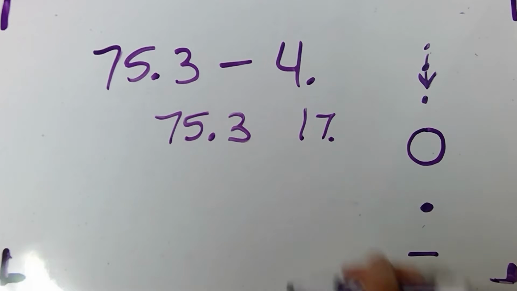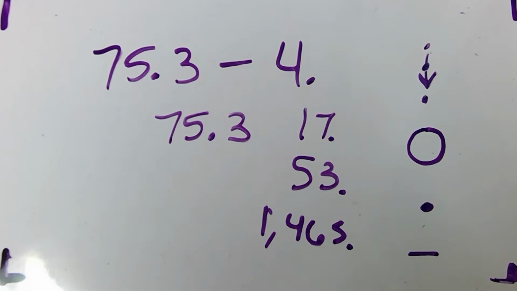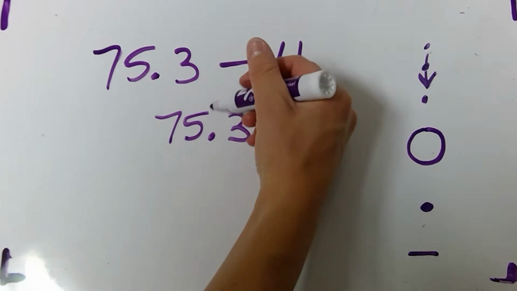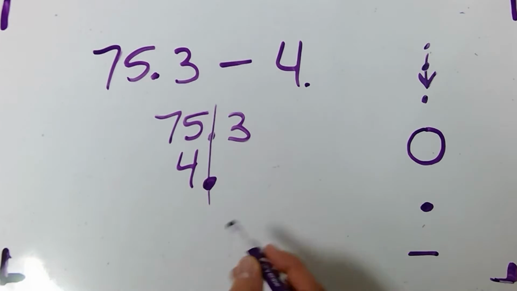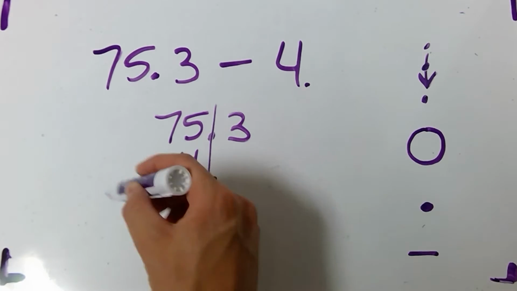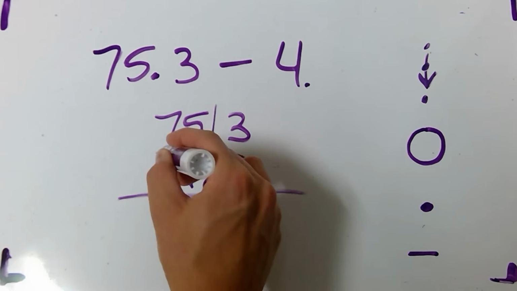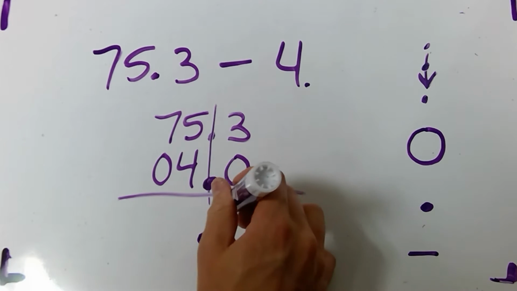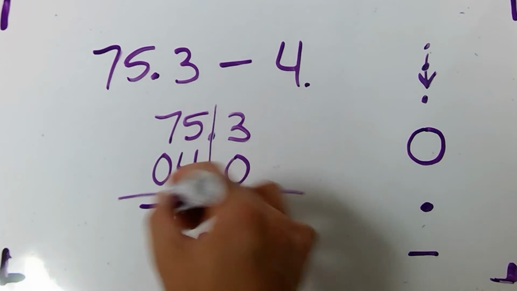So on 17, decimal's at the end. 53, decimal's at the end. 1,465, decimal is at the end. Always on a whole number. All right, so we know that the decimal is at the end, so we can line it up by the decimal, and we're going to put the 4 here. So we lined it up by the decimal, fill in any gaps with zeros, 0 here, 0 here, bring the decimal down into our answer, and subtract. 3 minus 0, 3. 5 minus 4, 1. 7 minus 0, 7.